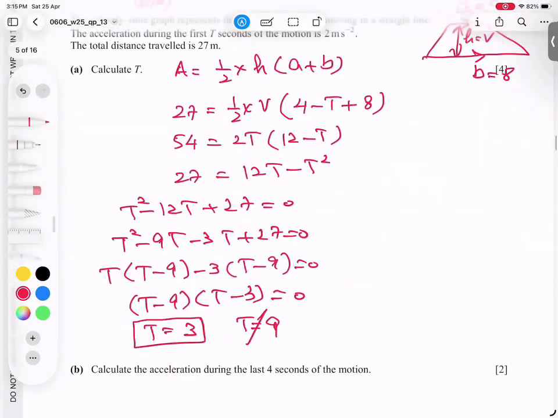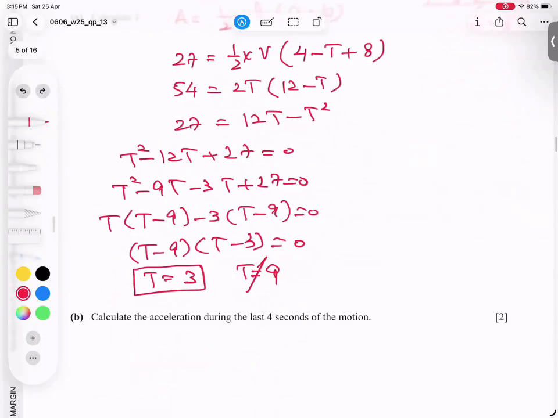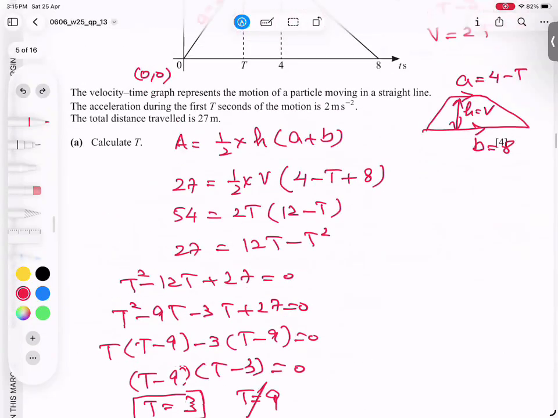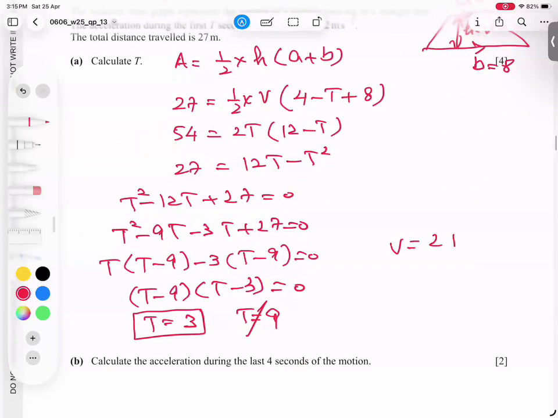But did he ask for time? Yes, and that is done. Over this t is done, and if he asks for speed, I can plug in t here. So I can say V is equal to 2t and V becomes 6 meter per second. If I need it, maybe in the next part.